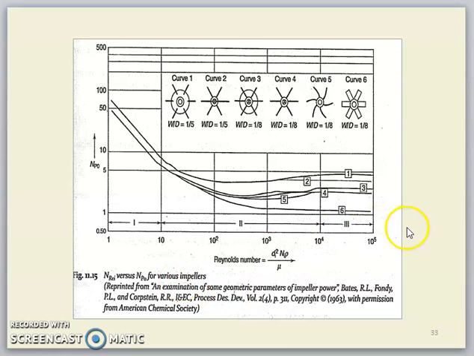This figure shows the Reynolds number and the power number for various impellers. So we have different types of impeller with blades, and this is the dimension for the impeller, width over D of the impeller. You can use this for design also. And then based on the type of impeller, if you calculate the Reynolds number, then you will find at which region it falls and also the power number.